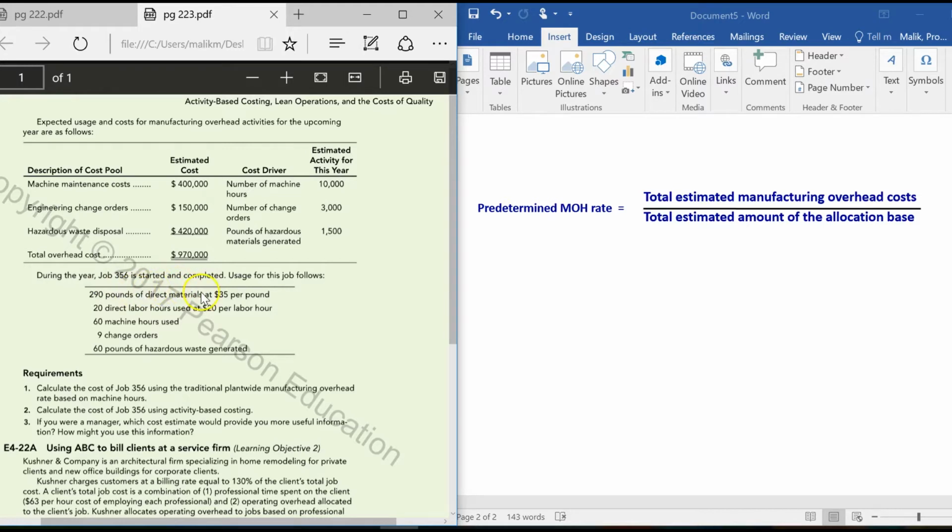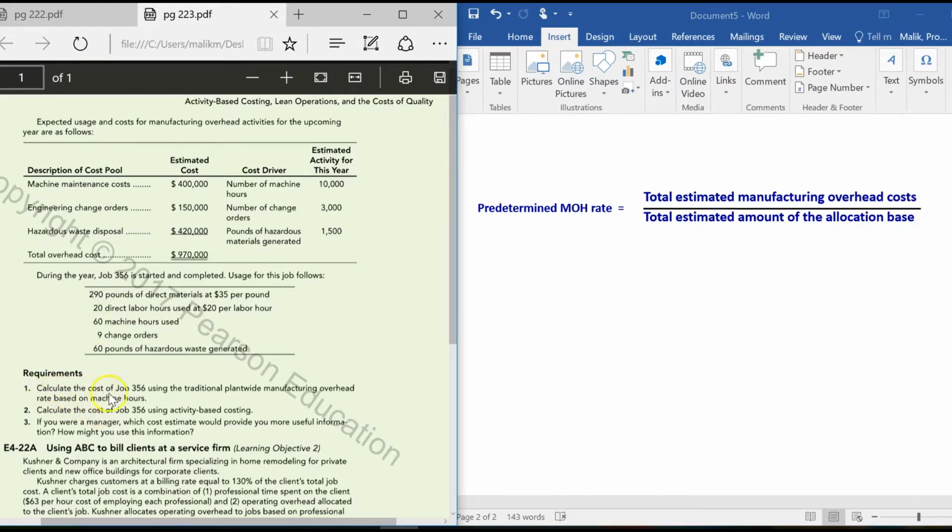And for that job, the company actually used this information. So for job 356, they used 290 pounds of direct materials, and that cost $35 per pound. For their labor, they used 20 direct labor hours, and $20 is their labor wage rate. They also used 60 machine hours, 9 change orders, and 60 pounds of hazardous waste they generated for this specific job. Now what we need to do, we have three requirements.